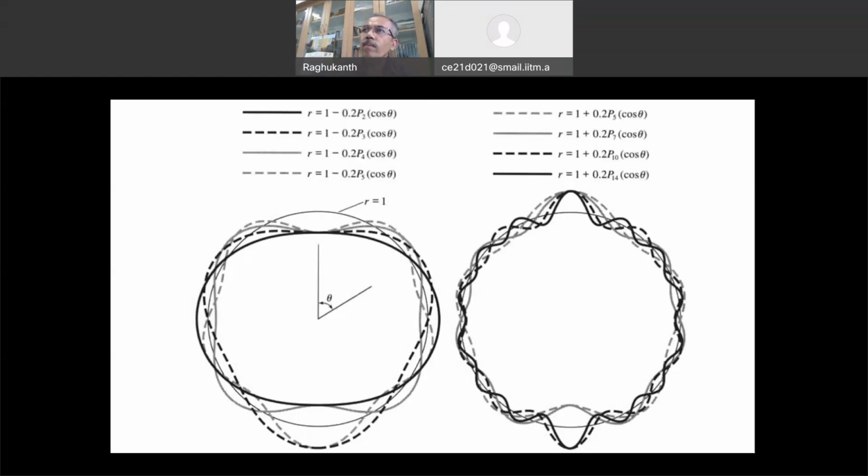More number of oscillations means more number of nodes actually, okay? So these are the points where the displacement or the quantity is zero, we call them nodes, in the mode shapes generally. So this also increases, and the amplitudes are also very high. So these are the Legendre polynomials that come into the picture.